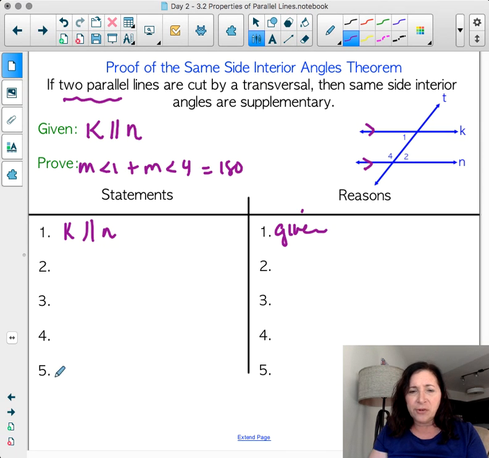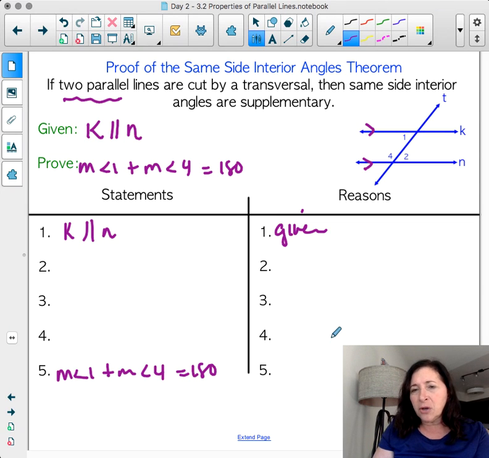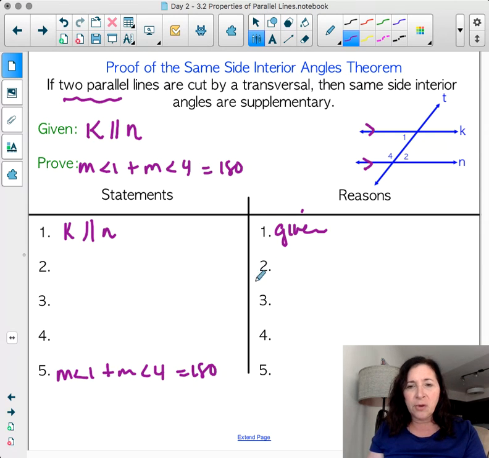And you know, of course, you're trying to prove that the measure of angle 1 plus the measure of angle 4 is equal to 180 degrees. And we're not sure what all the rest of these steps are, but I would pause the video, and then when you're done with your proof and you filled in as much as you can, start the video up again.